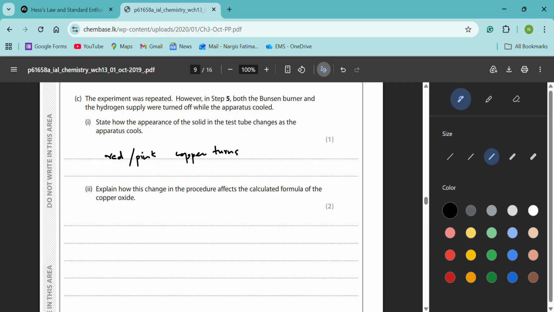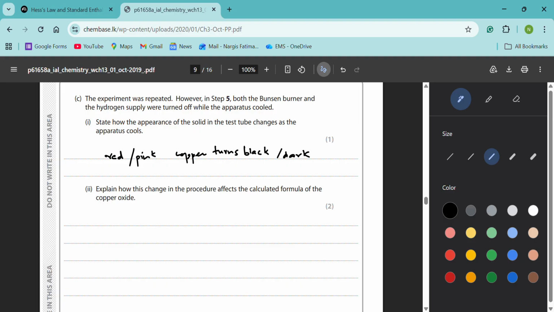Turns black, becomes dark because it changes back to its original color. Explain how this change in the procedure affects the calculated formula of the copper oxide. Okay, so what will happen, because this change in the procedure affects the calculated amount of copper oxide.